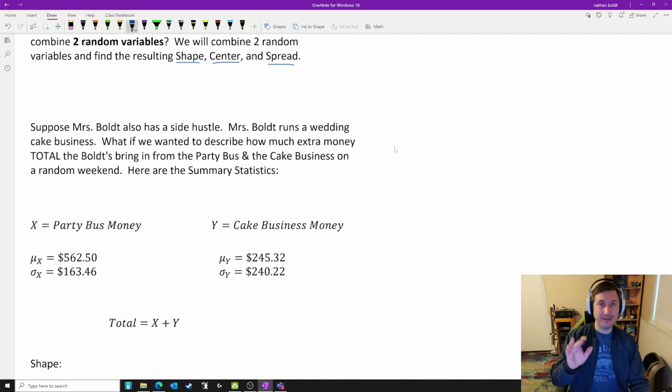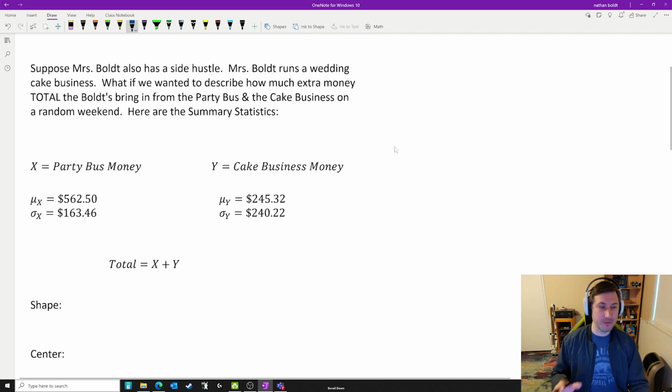First off, I've got the summary statistics for the two businesses. Here we're going to call X the party bus money. We've been using that a lot, so hopefully these numbers look familiar. The average of X, mu sub X, is equal to $562.50, and the standard deviation, sigma sub X, is 163. Now those little subvariables are really important. Remember, mu stands for the average, but this is the average of X, so we put a subscript of X. This is the standard deviation of X, so we put the subscript of X.